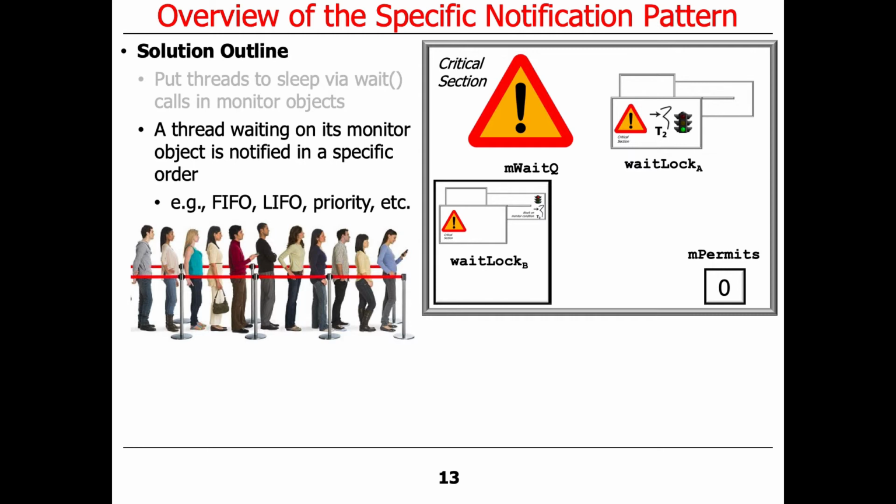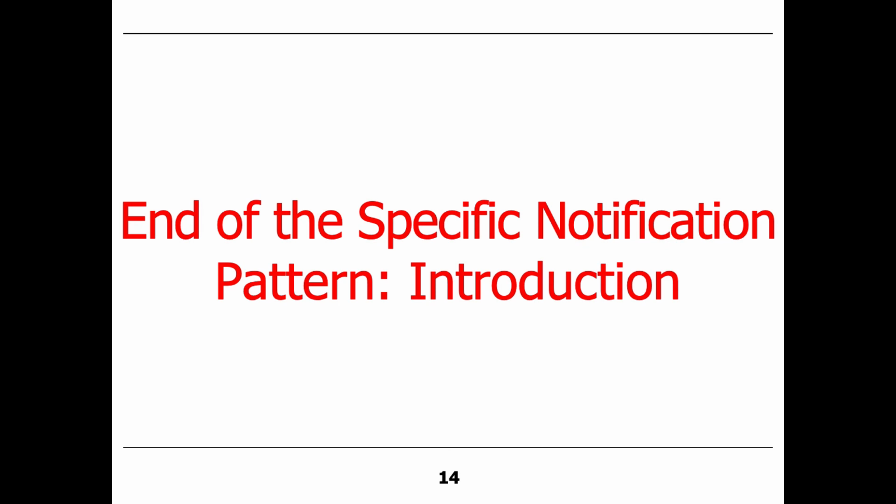So the monitor object mechanism, when someone notifies it, it goes ahead and will release things in the appropriate order. Again, FIFO, LIFO, priority. And I'll walk through this in more detail in a second. But that's the basic idea. You end up with a queue or a list of threads, a queue or a list of wait objects like monitor objects or reentrant lock condition objects and so on. And you queue them up in some order and you release them in the appropriate order based on whatever is important to you. Okay, so that's a quick summary of the specific notification pattern.